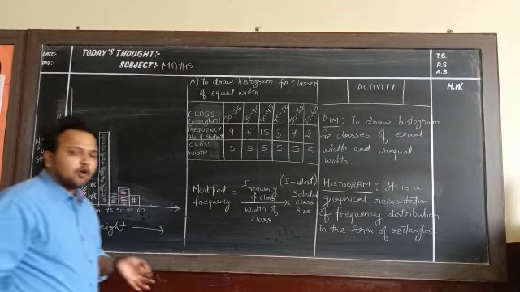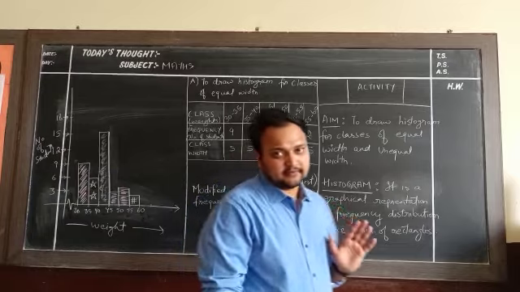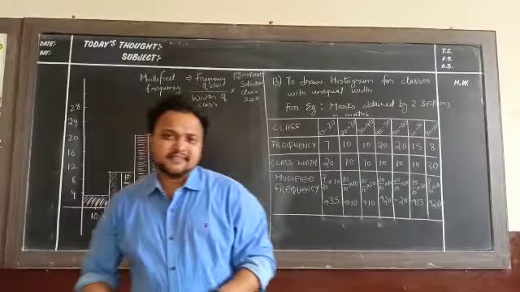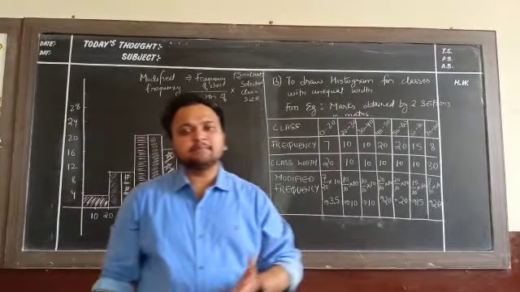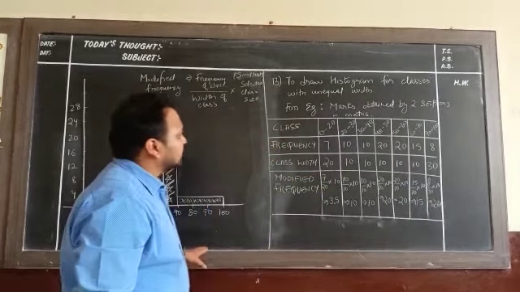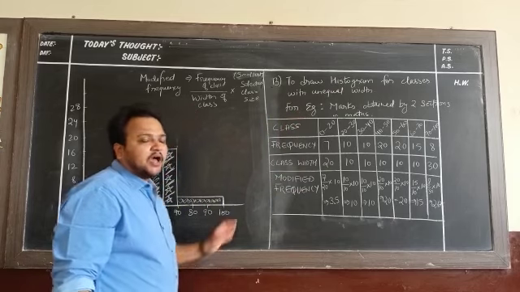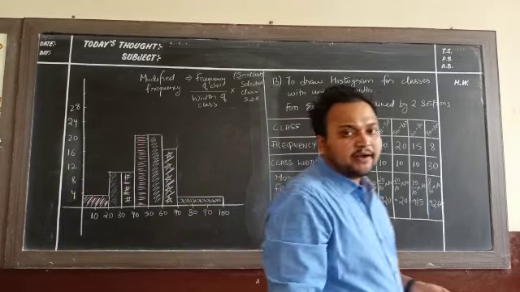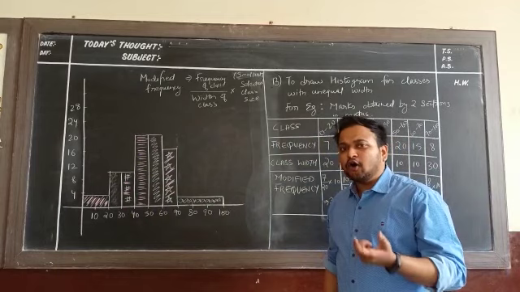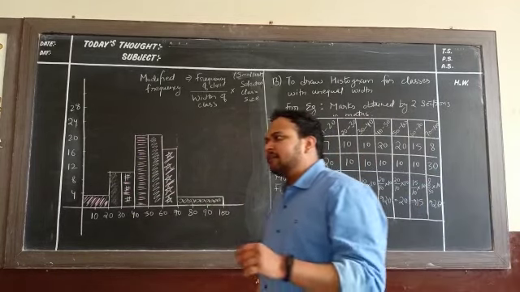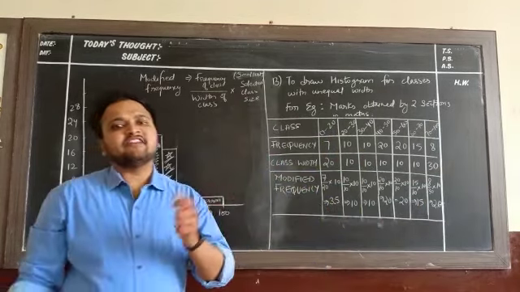So the first part of the activity is completed. Okay guys, now we will move to the second part of our activity. The second part says to draw histogram for classes with unequal width. In the first part, we were dealing with the histogram of equal width. Now we will be dealing with the histogram of unequal widths.